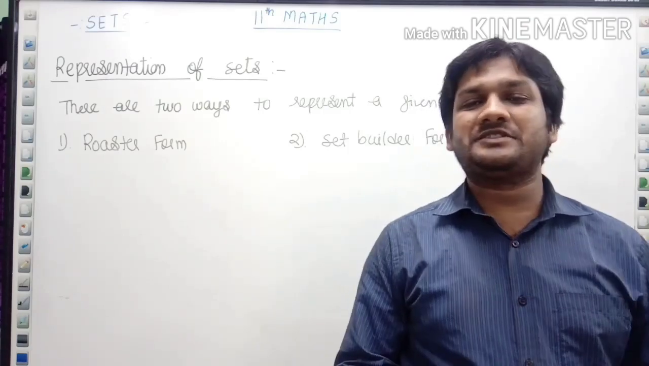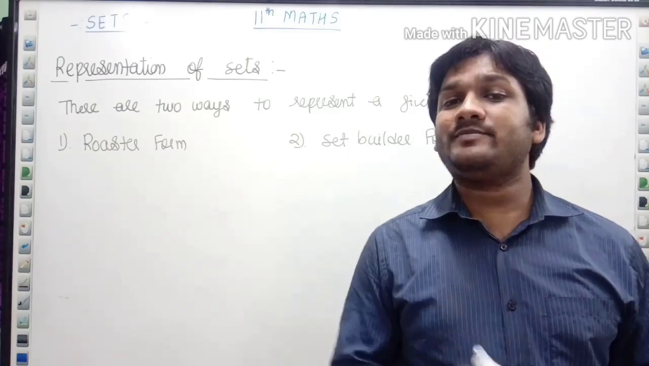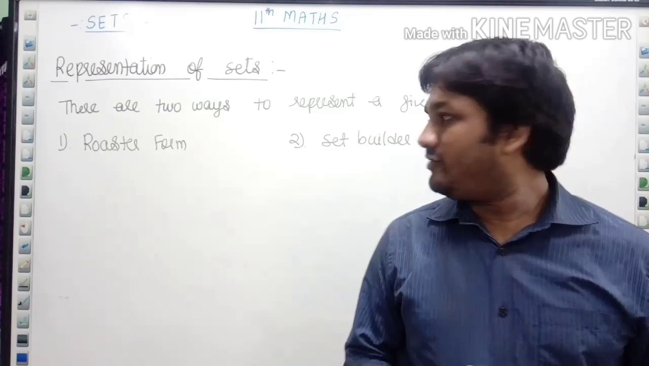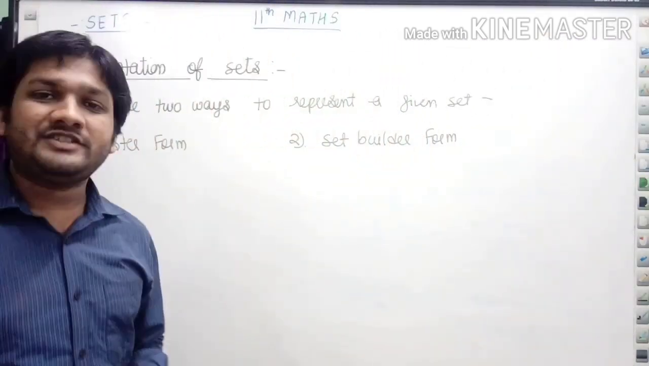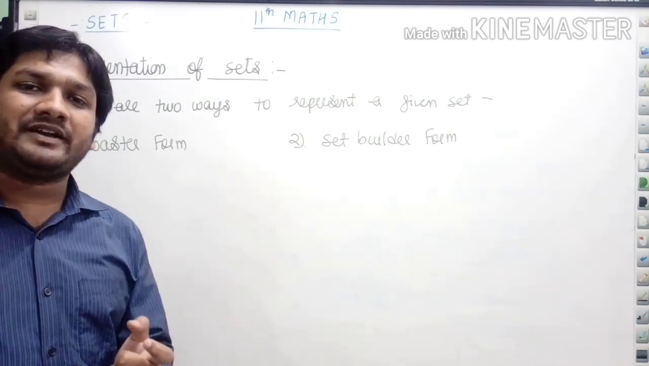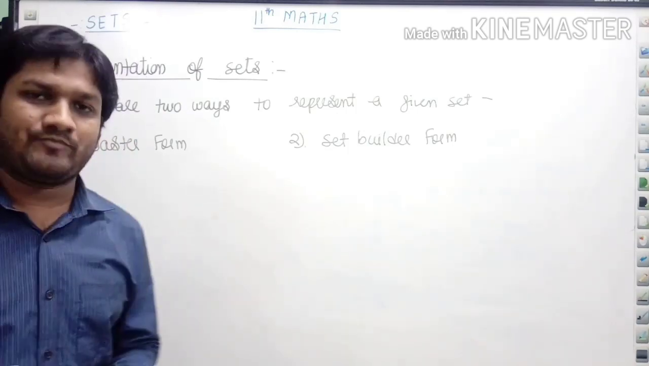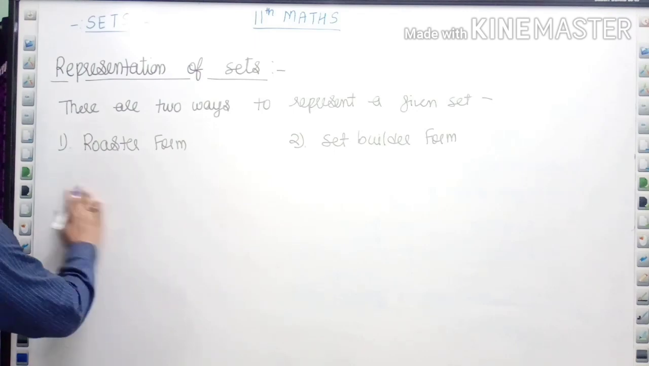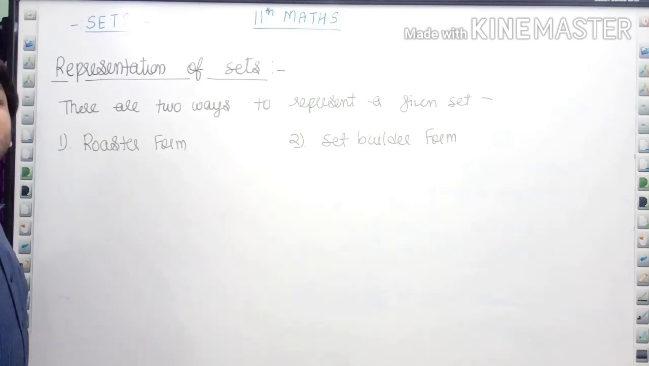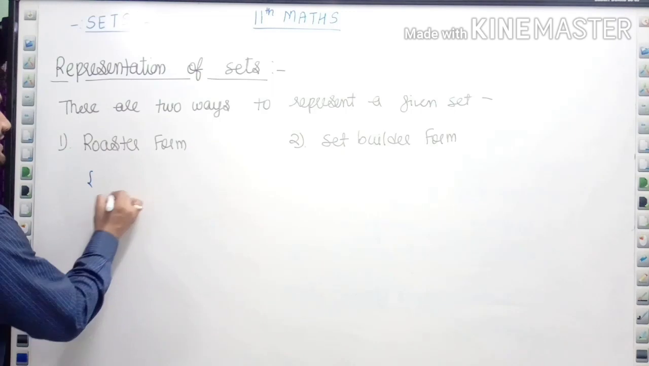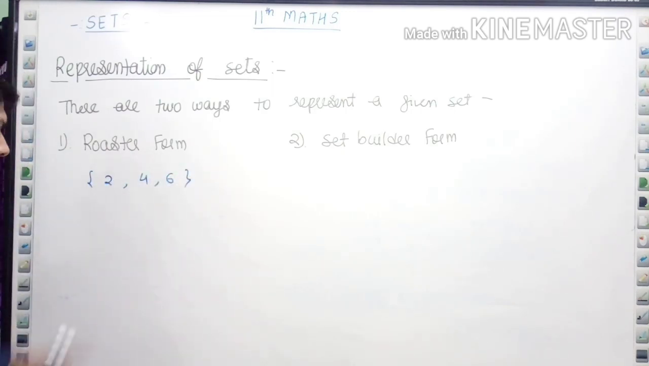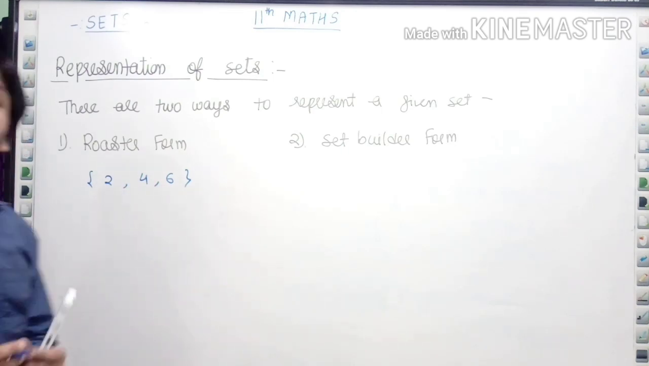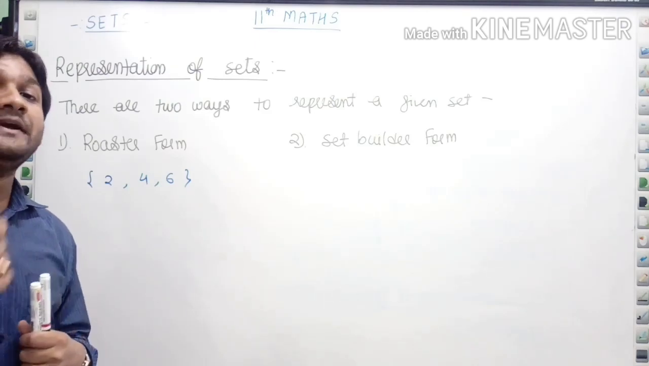Now the next thing is the representation of sets. We have 2 types to represent a set. One is roster form, one is set builder form. In roster form, we generally write the elements separated by commas. Suppose I want to write the set of even natural numbers less than 8. Even natural numbers less than 8 will be 2, 4, 6. So in roster form, we separate the elements by commas. First thing. Second thing, in roster form, we do not repeat the elements.